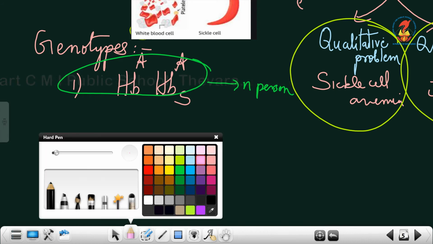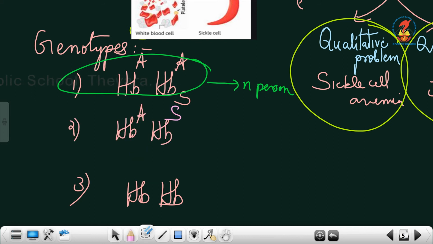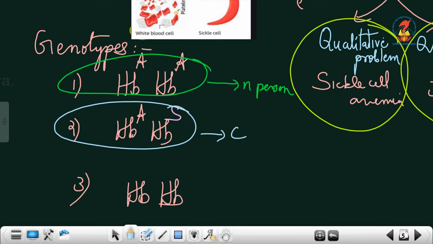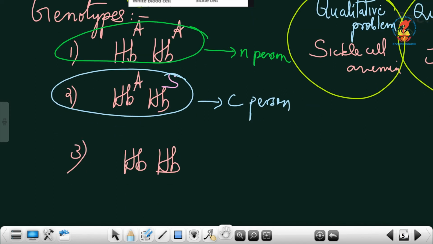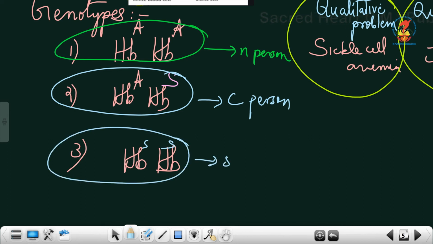Next case is HBA-HBS. This is a carrier person. And the third category we have is HBS-HBS. This person is sickle cell anemic.